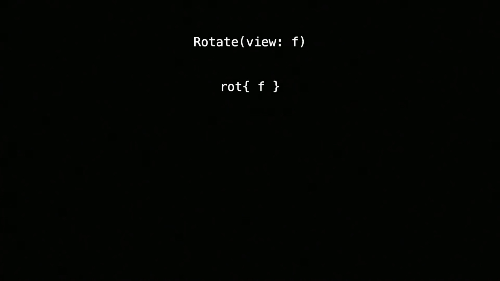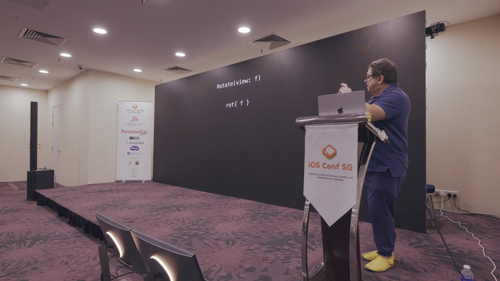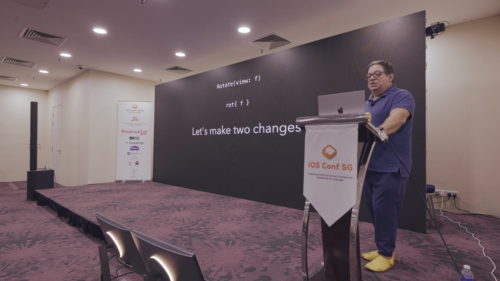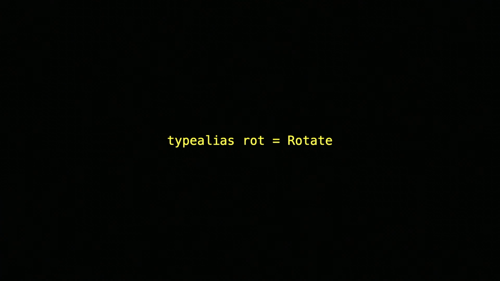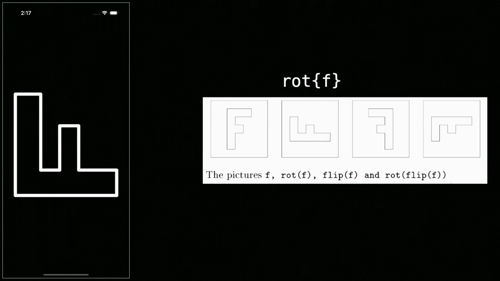I really want it to look like that, though. Oh. So I want it to somehow accept F in these curly braces, and I want to call it ROT. And so let's make 2 changes. Change 1 is I'll add an init. The init will take a function that returns my A, and so I'll just return it. And the other thing is I'll type alias rotate to ROT, and now I've got a rotation of F.